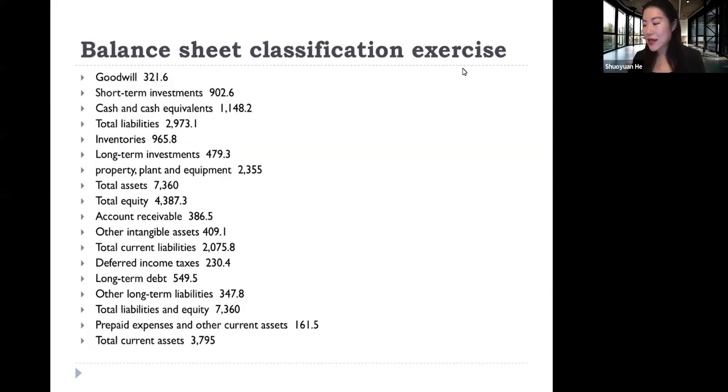And now let's look at an exercise here. So I have a lot of items here. Please take 5 minutes. Try to arrange them into a balance sheet format. In other words, those items are all balance sheet items, and I want you to put them in the format of a balance sheet. You can pause your video for now.